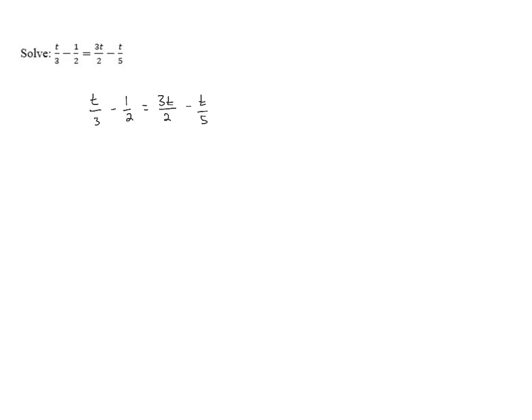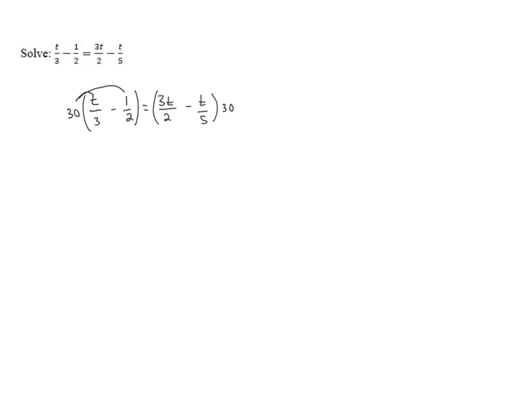In this case, the denominators are 3, 2, and 5, and so the LCD ends up being 30. That's the smallest number that is divisible by 3, 2, and 5. Let's distribute the 30 on both sides to see what we get.